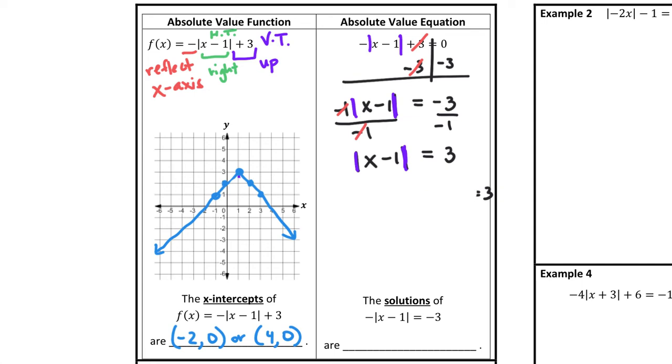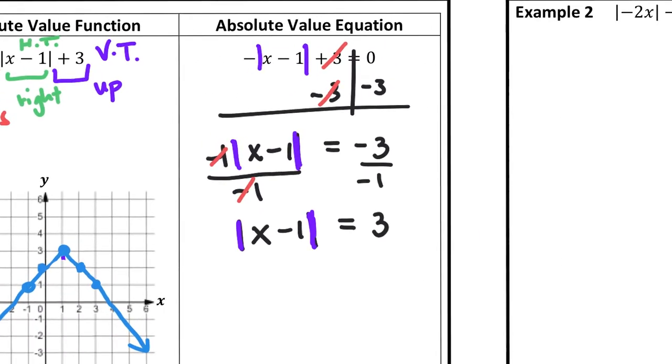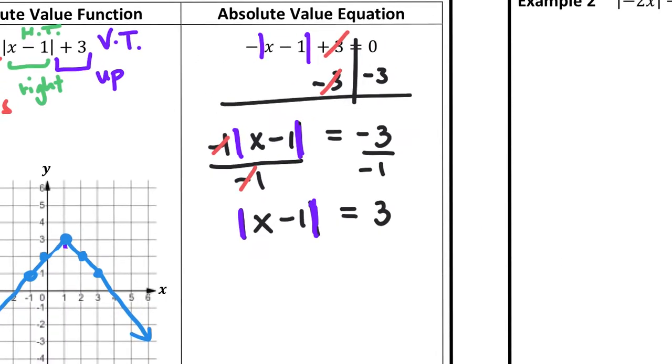Actually, let me write it out a little bit differently. Let me zoom in here so I can have more space to write. Okay, so what we're doing again is we're going to write x minus 1 is equal to -3, or x minus 1 is equal to positive 3. And so that's going to give us two equations to solve. So let's solve the one on the left first.